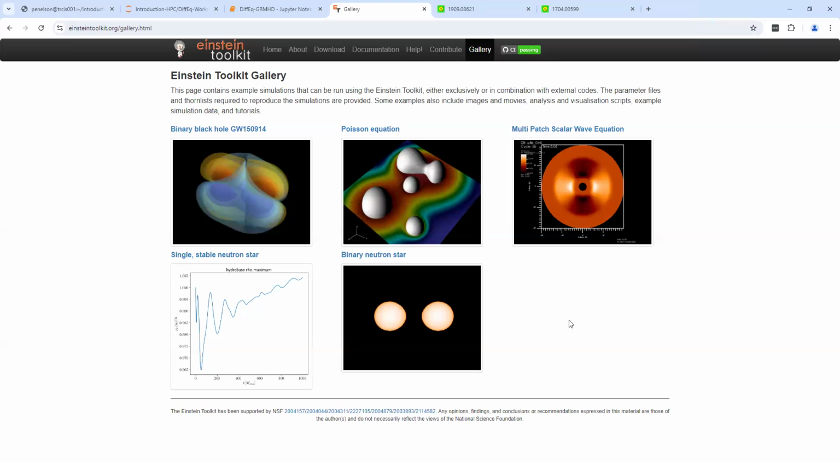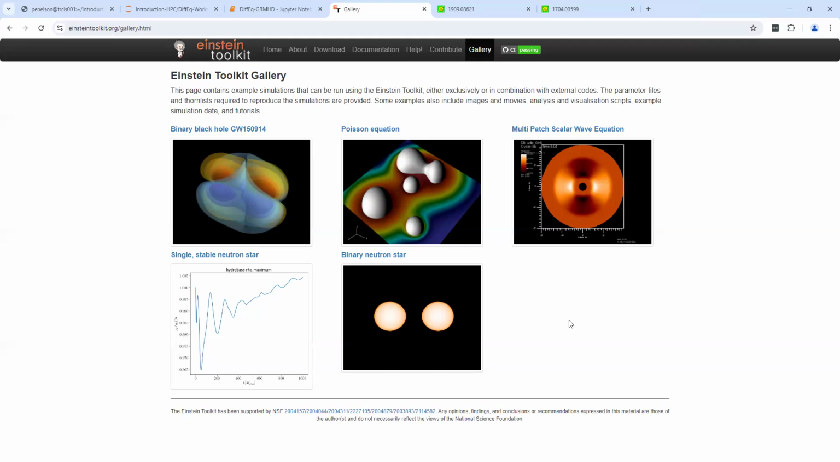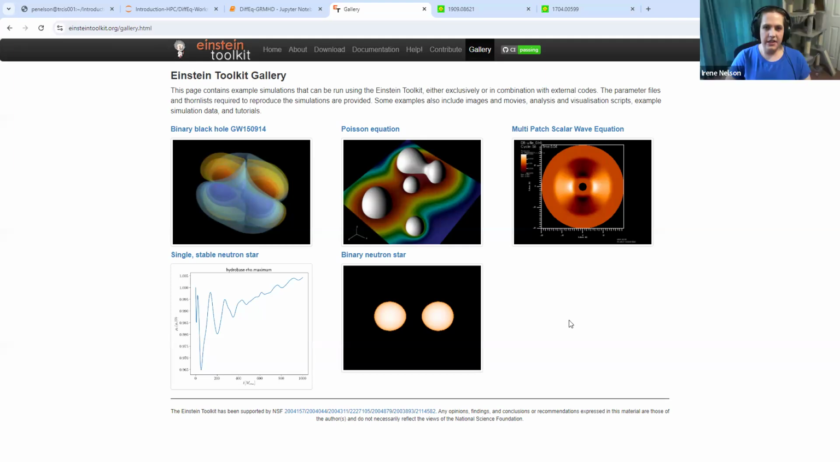Cosmologists do have a lot of other codes that they use, so I don't know if any of them are using ETK. Not as far as I know, at least not the people that I know in cosmology. They never mentioned this.